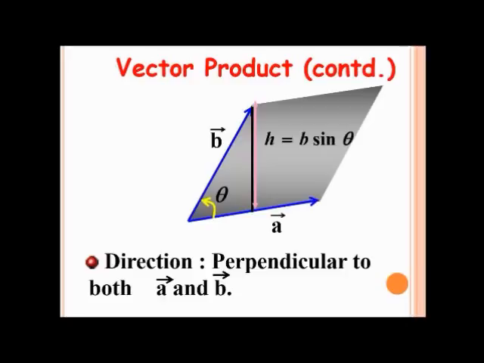Now the direction of it is perpendicular to both of the vectors, that is vector A and vector B. That means the resultant will have a direction perpendicular to both vector A and B. So this is the resultant which I have got, that is A cross B, and this A cross B is perpendicular to both these vectors A and B. I think this is very easy to understand from these simple graphics.